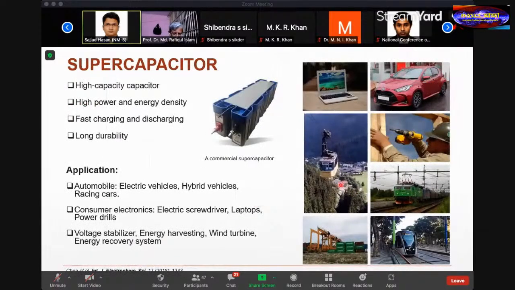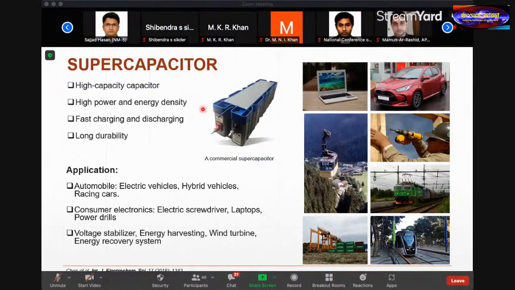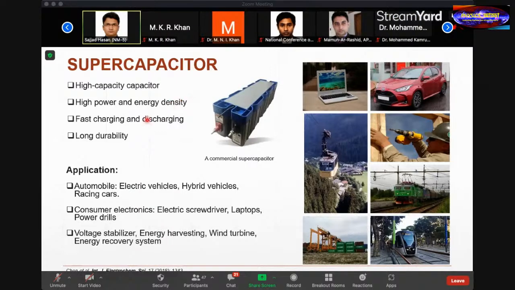Before discussing our findings, let's look at what makes supercapacitors so interesting. Basically, a supercapacitor is a high capacity energy storage device with unique features such as high power density, energy density, fast charging and discharging capabilities, and long durability. These features make it suitable for application in automobiles, various consumer electronics, energy harvesting, and energy recovery systems. This wide variety of applications made us curious to develop a new type of supercapacitor.